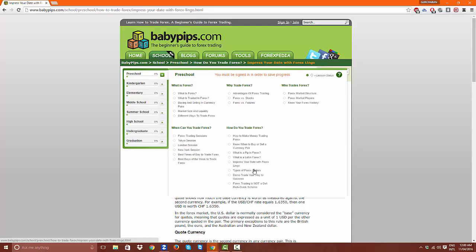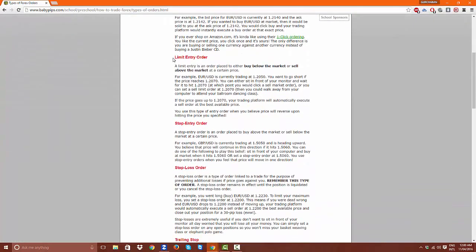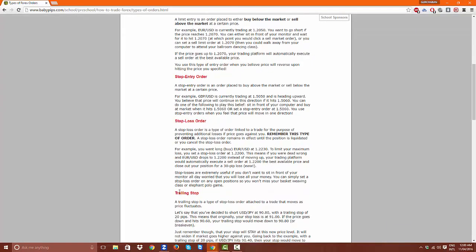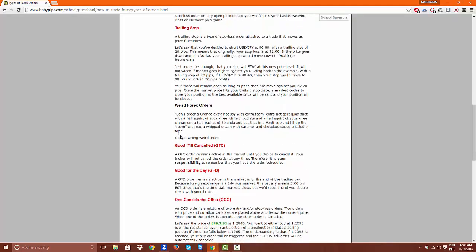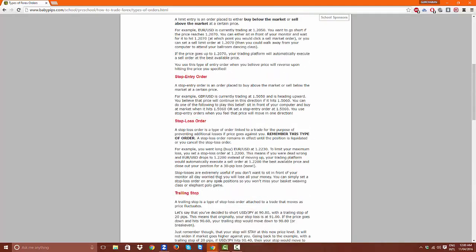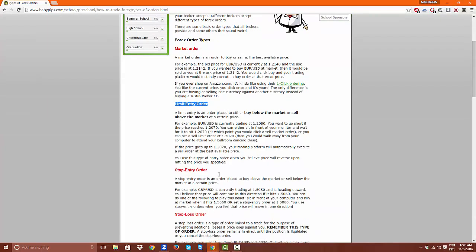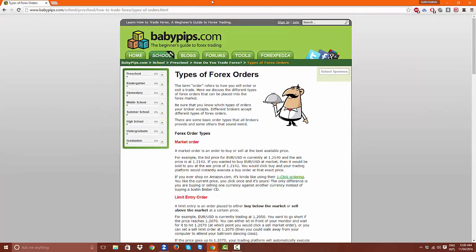So at least, if nothing else, study these three bits: what is a pip, what is a lot, and what are forex orders. I have explained what a pip is, what a lot is, and now these are the forex orders I explained, like buy limit, stop loss, and trailing stops. I don't really use trailing stops, and your brokers won't allow these kinds of stops. In the end, all you need to know is what a market order is, what a limit entry order is, and what a stop loss order is. These three are the important bits.